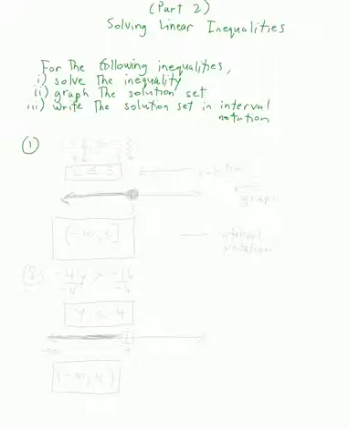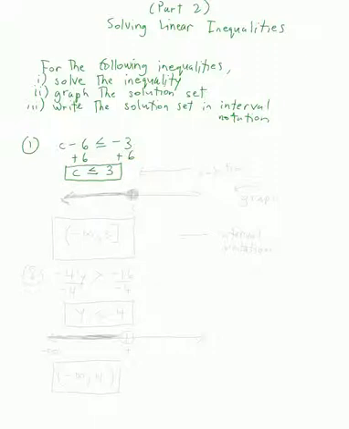So number 1, c minus 6 is less than or equal to negative 3. We're going to start really basic here. So, first thing we want to do is solve by isolating the variable. So I can add 6 to both sides. I end up with c is less than or equal to, and I added 6, so I get 3. That's my solution.